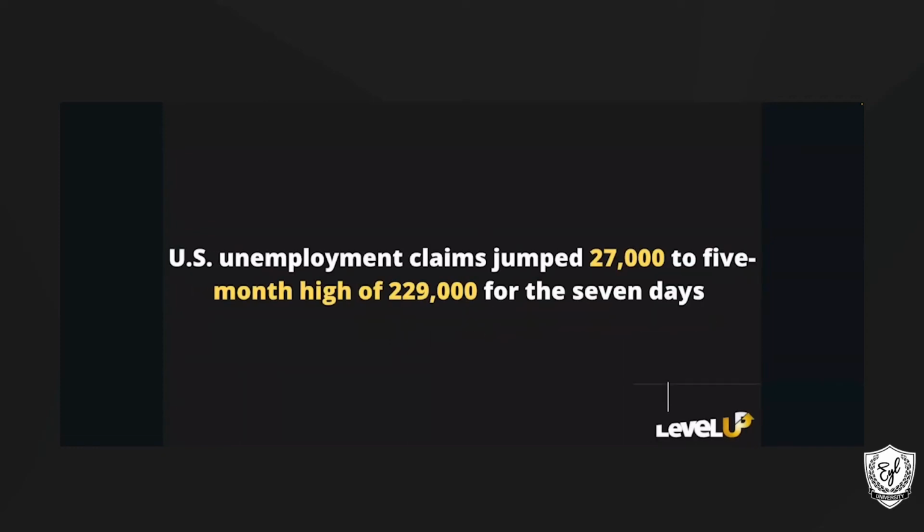this current bear market. Something else that I do want to mention is unemployment claims. U.S. unemployment claims jumped 27,000 to a five-month high of 229,000. Things are not looking pretty out there, and you're going to see jobs and these different companies start to let people go. Because again, they probably don't even have the budget, or because of the market conditions, they can't keep everybody on the team.